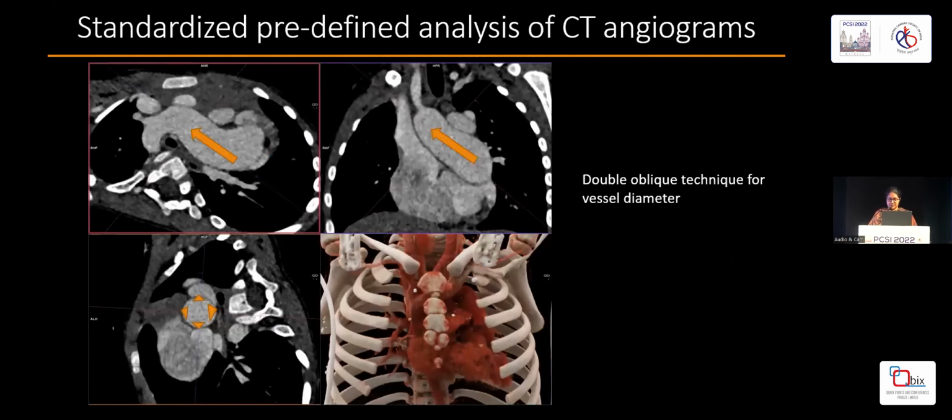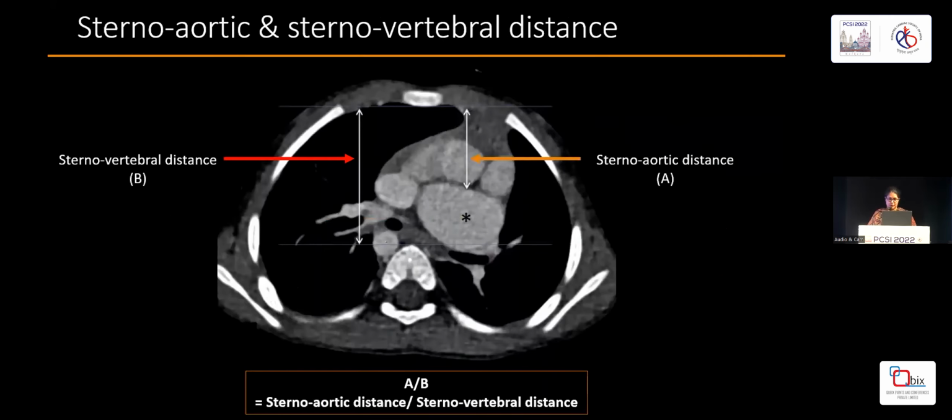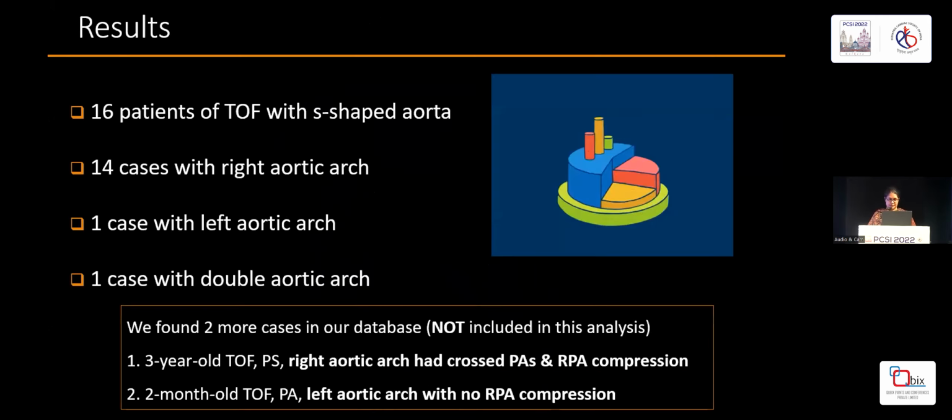Standard measurements were taken for a tortuous vessel using a double oblique technique. We also measured the tortuosity index, comparing the shortest distance and the curved distance of the ascending aorta. We wanted to see the position of the aorta, so we took the measurement of the mid-ascending aorta from the sternum, and also the sternovertebral distance.